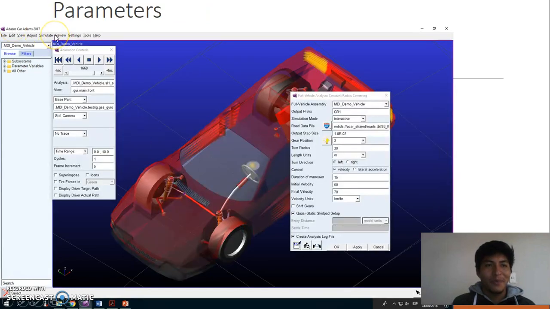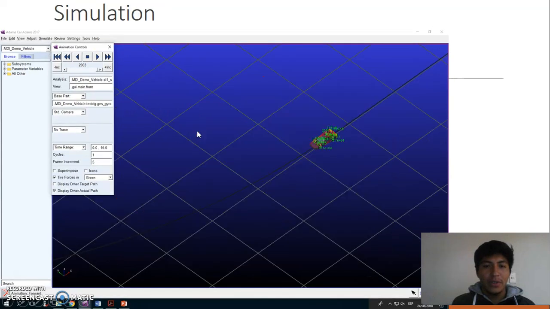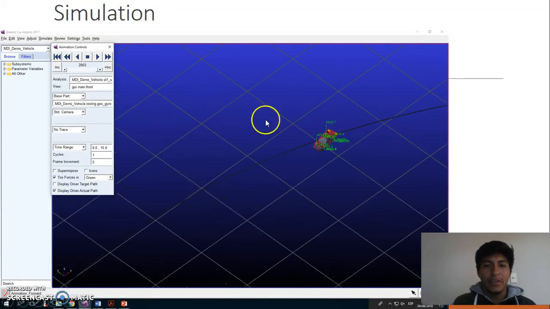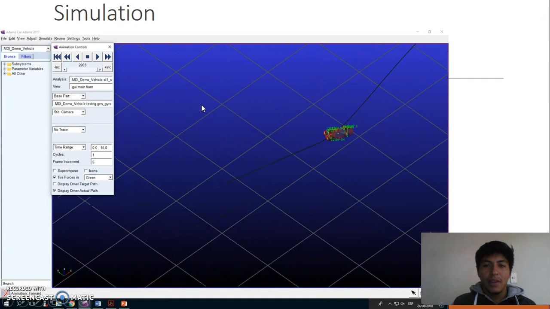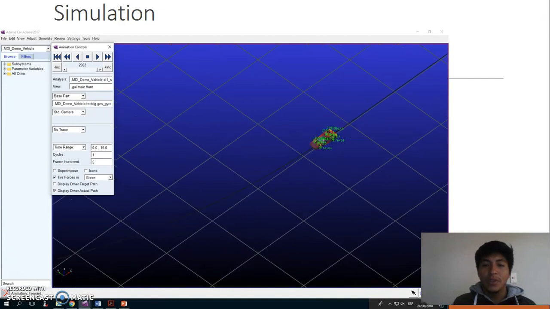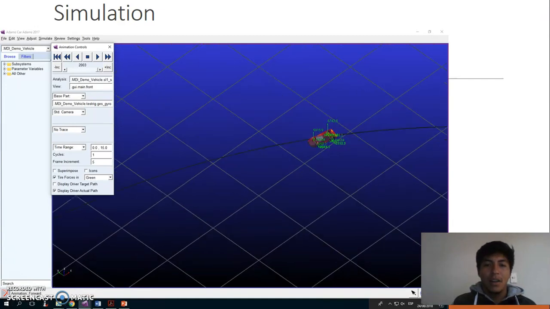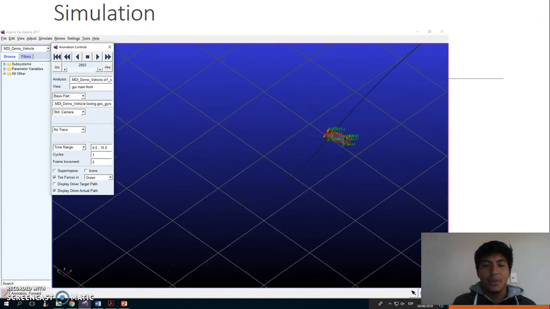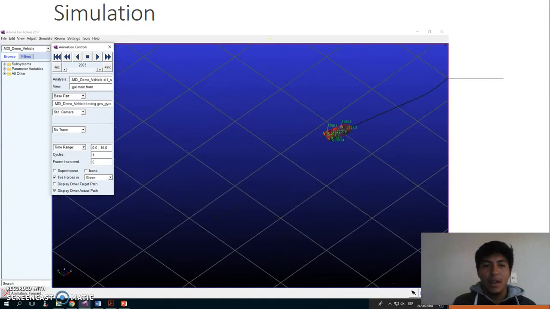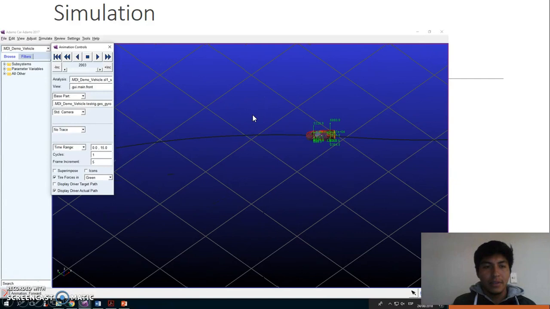Then we select the type of simulation that we need to use and put the parameters in this part. Then we start a simulation, and this is the result. This case represents the situation when the car loses contact with the asphalt.